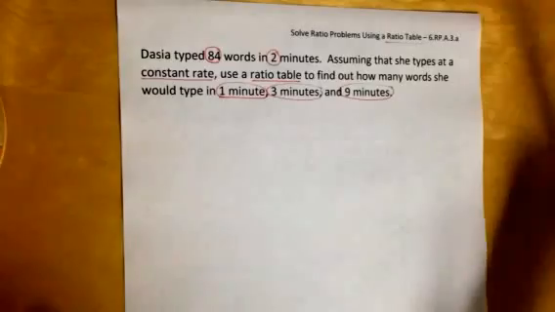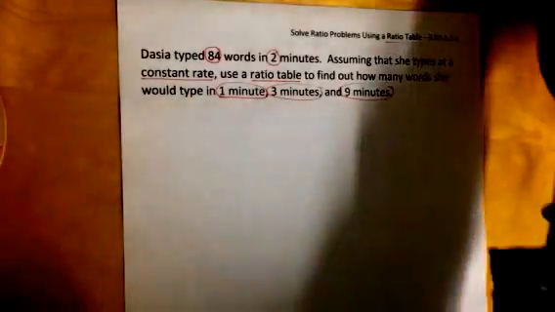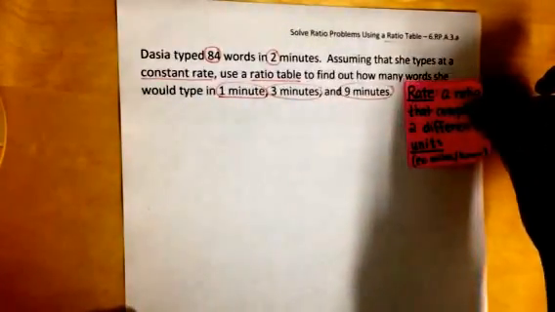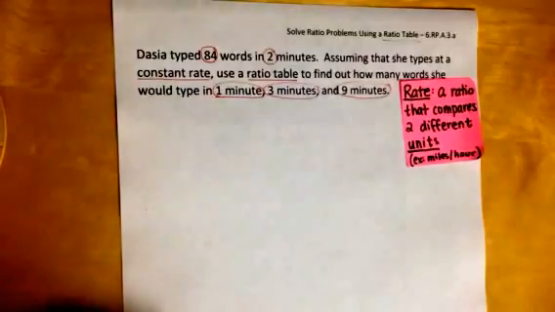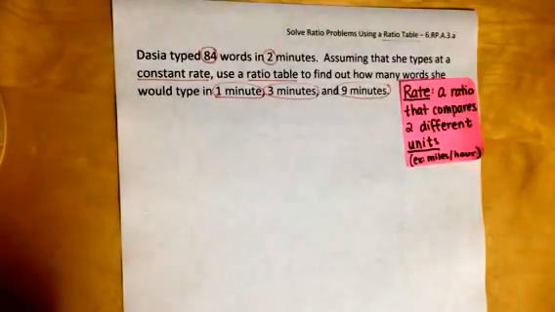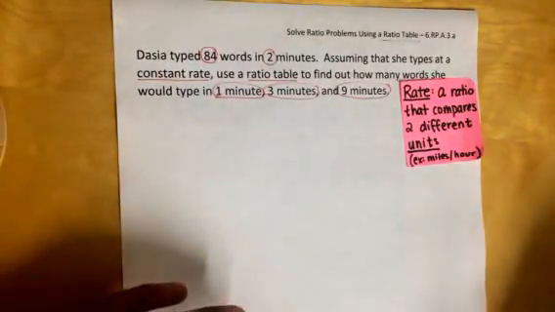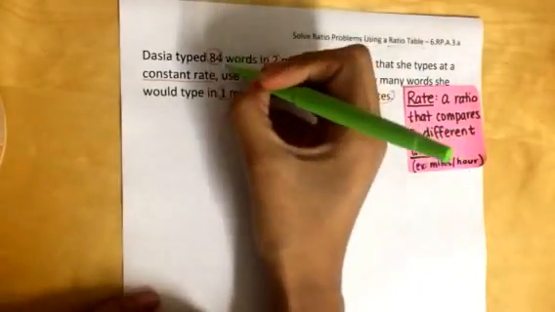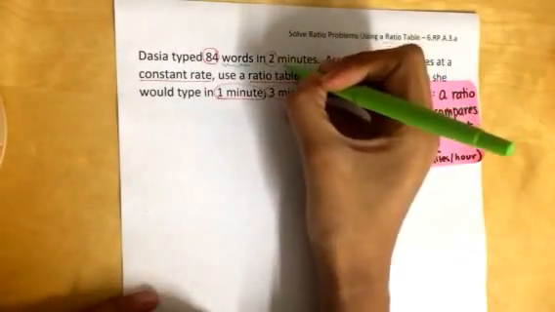All right, so this problem is actually talking about rates. And remember that a rate is a type of ratio that compares two different units. So miles per hour, or in this case, what we are comparing is words per minute.